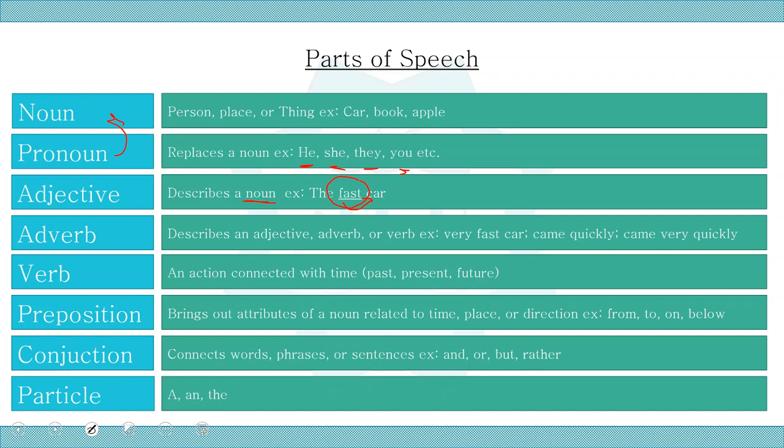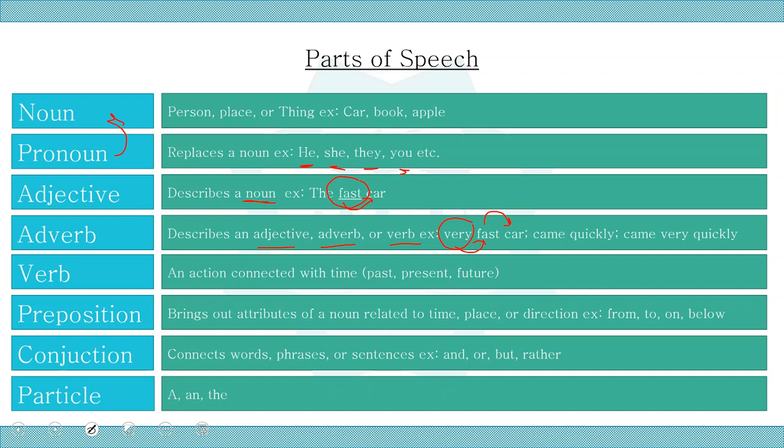Then you have adverb. An adverb is a word that describes everything else. So adjectives describe nouns and adverbs describe everything else, including adjectives, adverbs, and verbs. And here are some examples. The fast car, fast is an adjective. Where is the adverb in this sentence? The very fast car. Well, the adverb is very. What is it describing? Fast, which is the adjective. And the adjective is describing car.